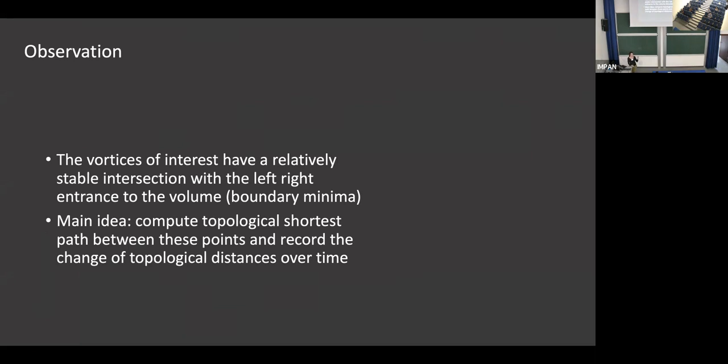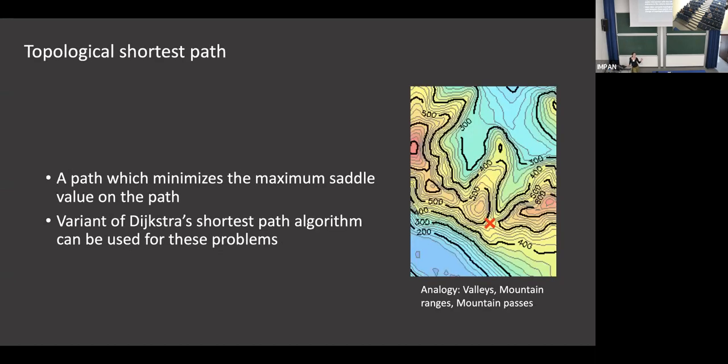And now the idea is just to extract these points on the border, which are the absolute minima on the surface, and then compute the shortest path between these points along our extremal structure. By shortest, we mean topologically shortest. It means we have to climb up the least. So we are looking for the path with the lowest maximum saddle point in between.